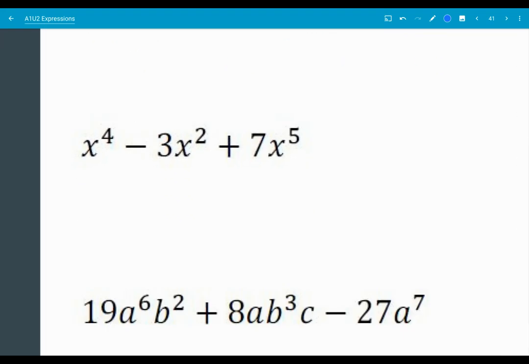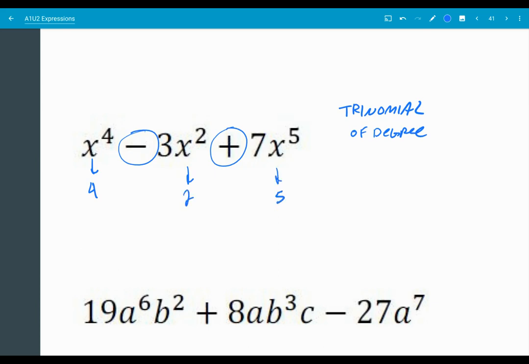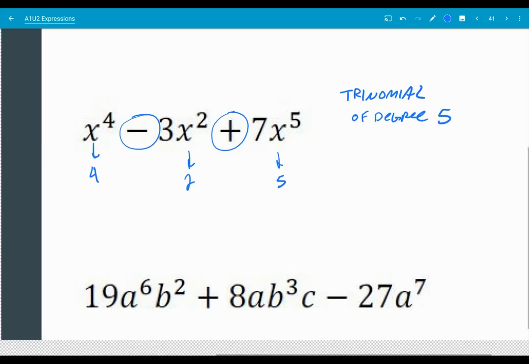We go to our next one. So I see two additions or two separations. So this one is a trinomial. And now we determine the degree. So this term is a 4th degree. This term is a 2nd degree. And this term is a 5th degree. So our highest degree is 5. So that one's a trinomial of degree 5.